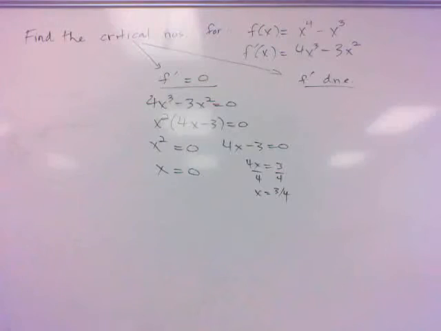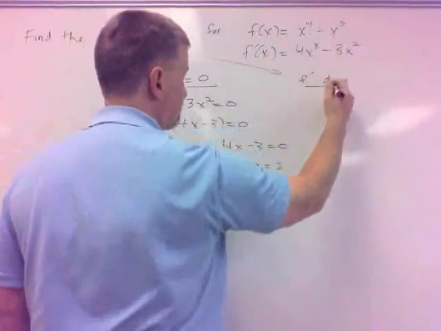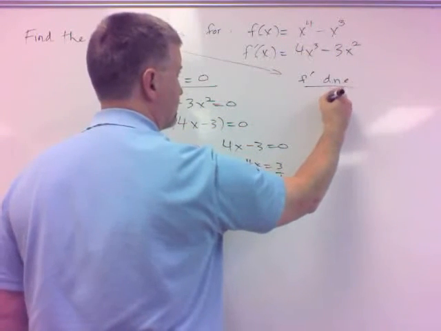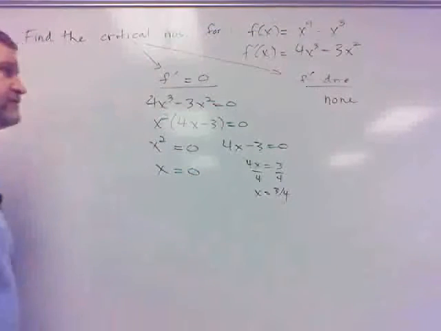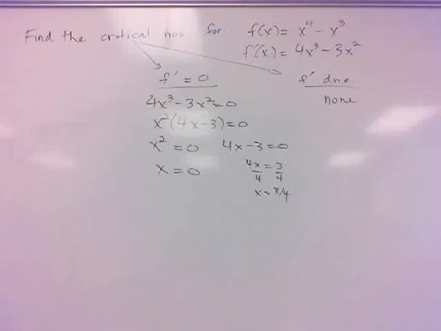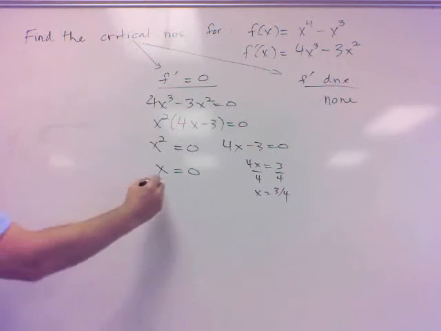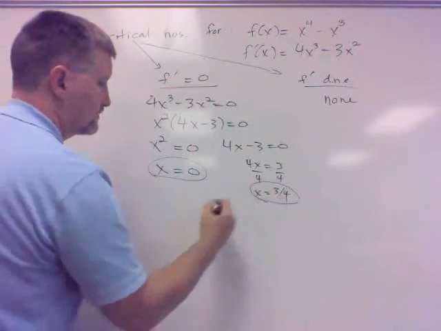So we get that. Here again, the derivative does not exist. Well, there's not one because it's a polynomial, so there's nothing x can plug in to get that to not exist. Okay, so we've got 0 and 3/4 are the critical numbers.